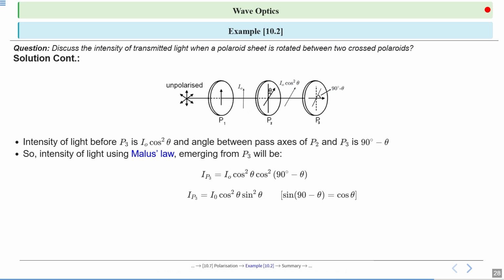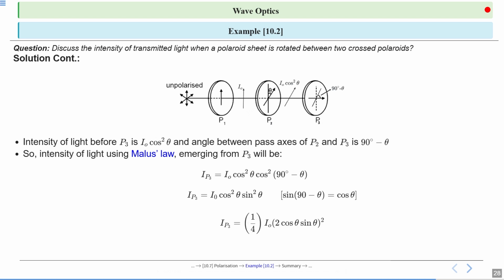Simplifying further, we find that I P3 equals I naught multiplied by cos square theta sin square theta, because sin of 90 minus theta is cos theta and cos of 90 minus theta is sin theta. That's why cos 90 minus theta is sin theta, and since the square is there, sin square theta. This step highlights the interplay between the sine and cosine functions in determining light intensity.